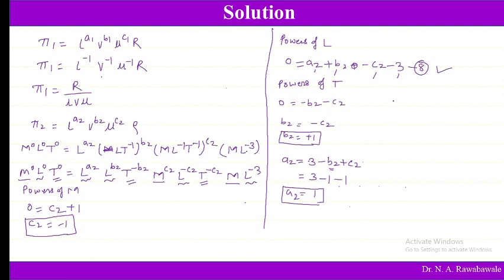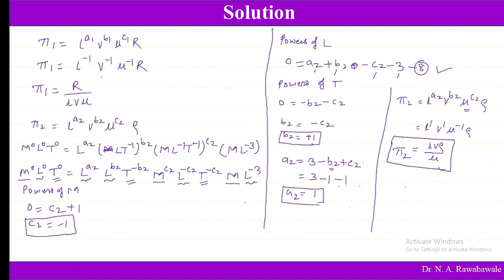So now we can write this pi term. The pi 2 term is given as l to the power of a2, v to the power of b2, mu to the power of c2, rho. So l to the power of a2 means l to the power of 1, v to the power of b2 means again 1, mu to the power of c2 means minus 1, and rho. So this can be written as l v rho divided by mu, this is the pi 2 term. So the pi 2 term we got here is l v rho divided by mu.